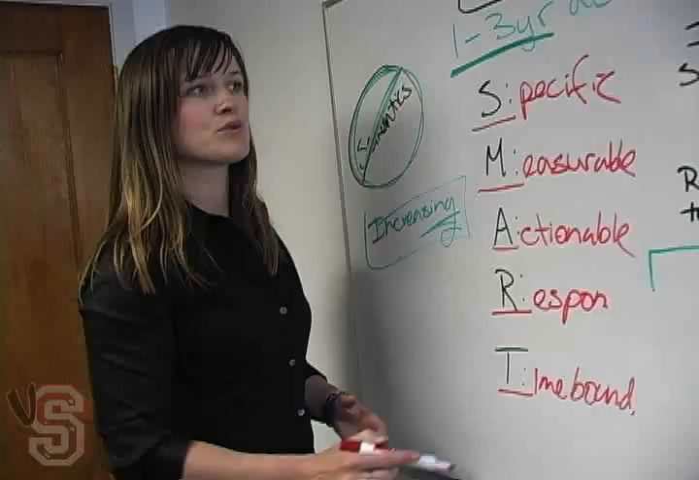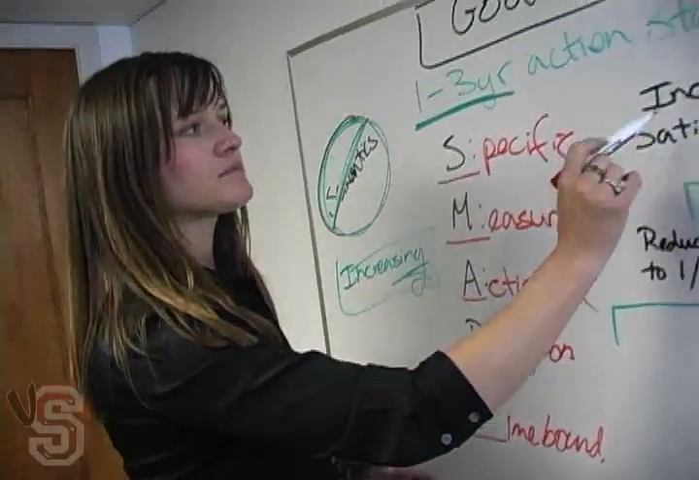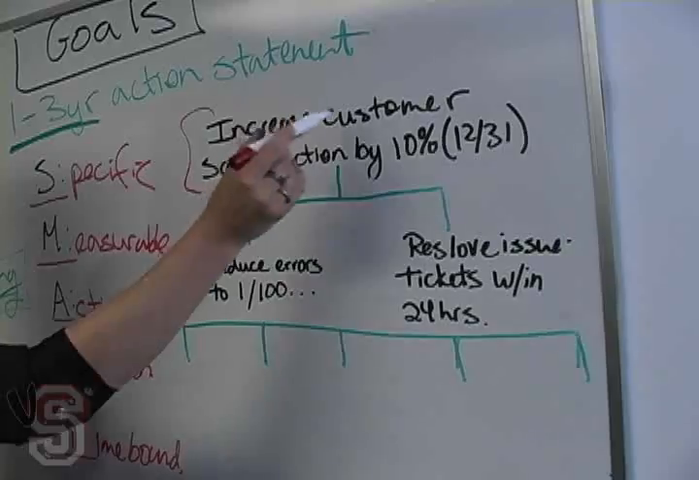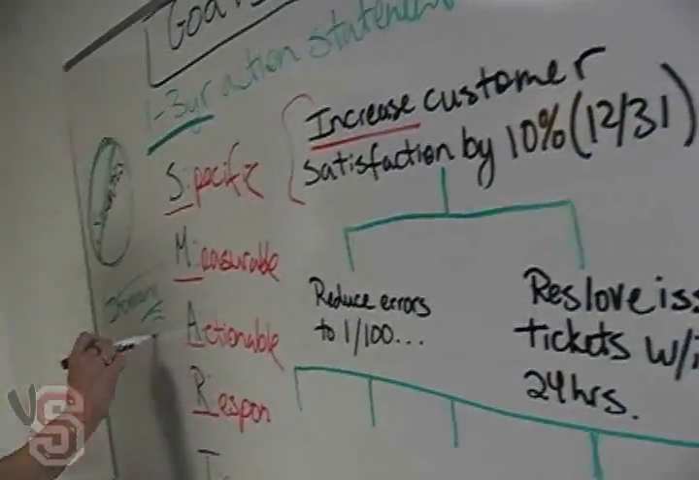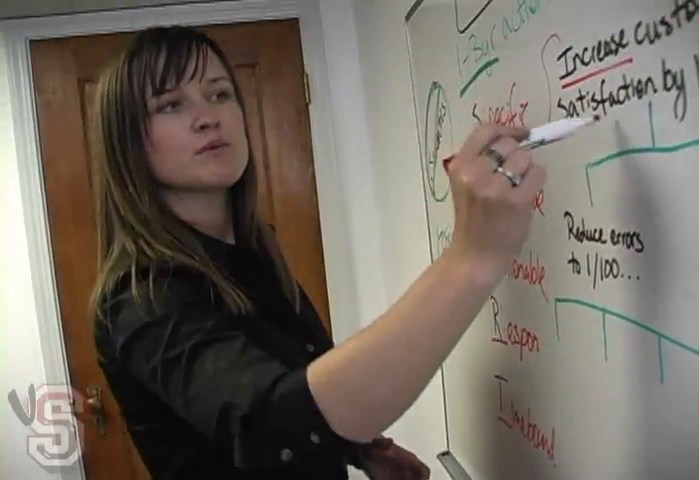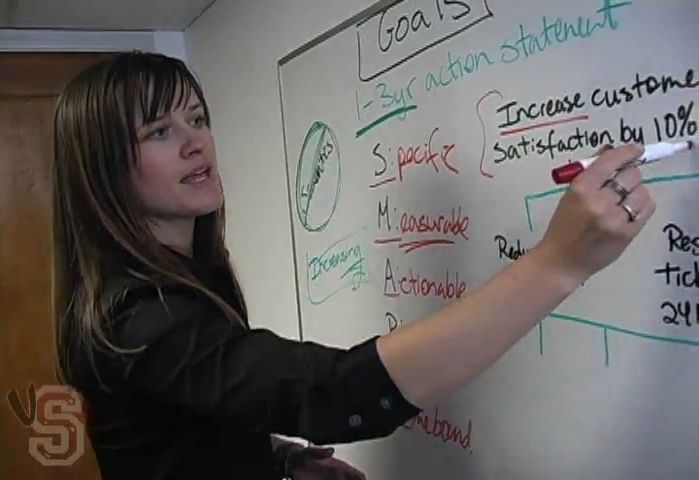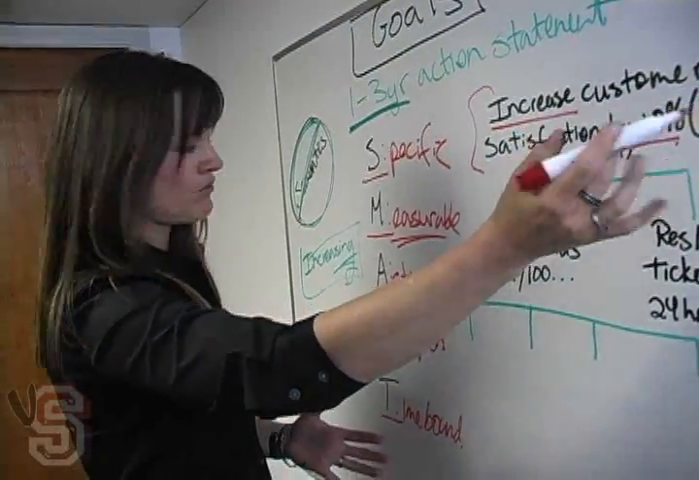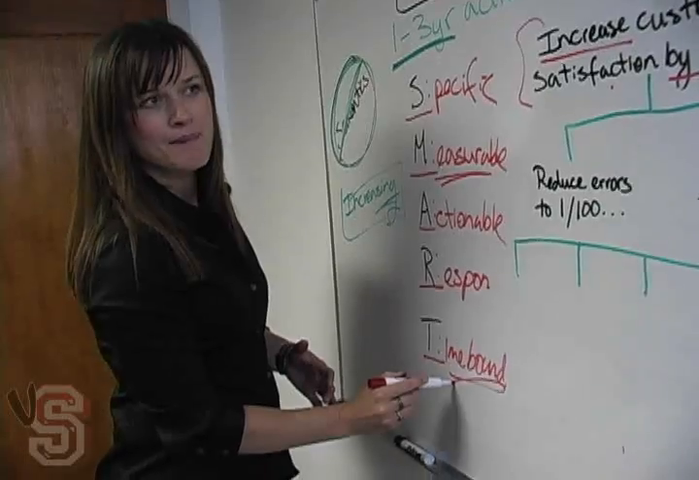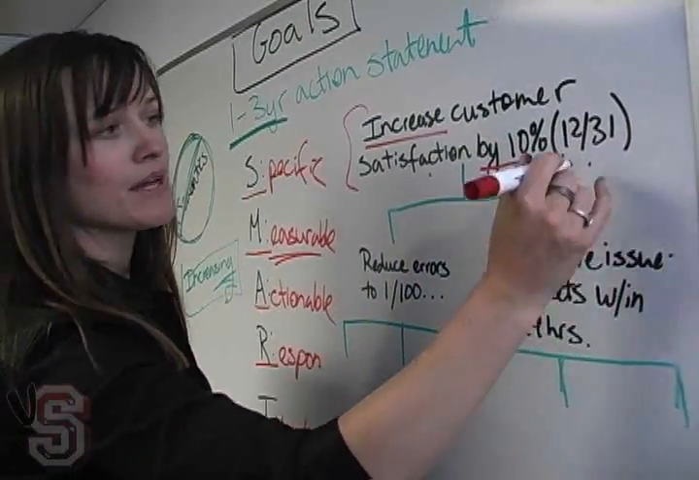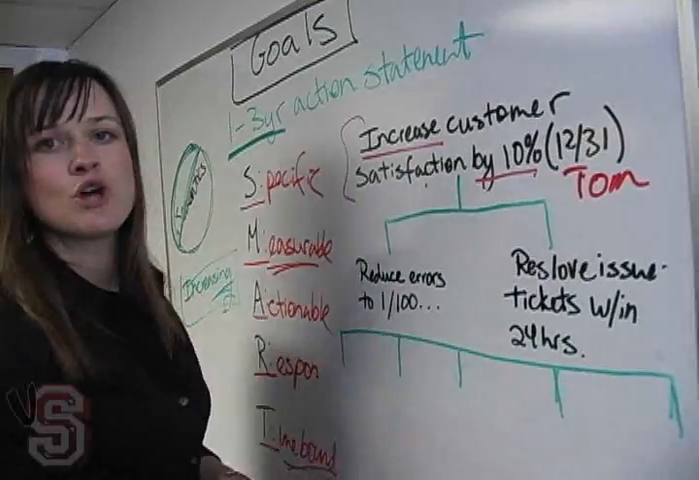Let's look at some examples. Let's look at this example specifically. We have this goal here, increase customer satisfaction. So increase, there's my handy little verb. We want to increase customer satisfaction by, here's our measurable, 10%. By when? I said 12/31. So there's my time bound. And if I were doing this for an organization, I would put someone's name next to it, such as Tom.